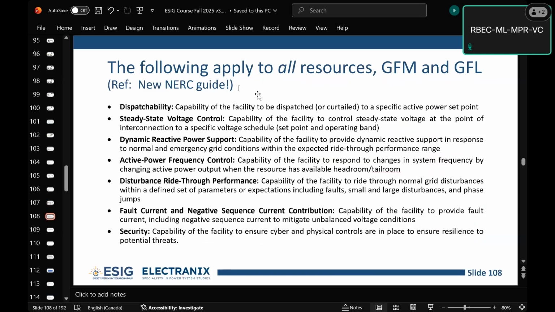The following apply to all resources. So we talked about this a little bit. It has to be dispatchable, with steady state voltage control, dynamic reactive power, active power frequency control, ride through, fault current, and negative sequence. Actually, negative sequence is a natural byproduct, again, of being a voltage source. And what we're seeing is that as you retire synchronous machines, those things have been absorbing negative sequence in the system for a long time. As we turn them off and just replace them with grid following resources, our unbalance in the system is rising a lot.